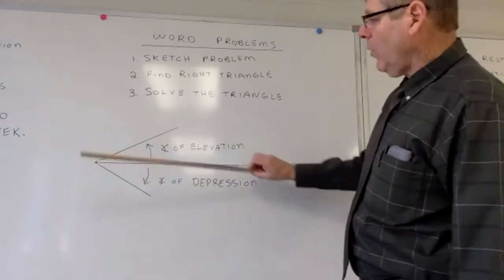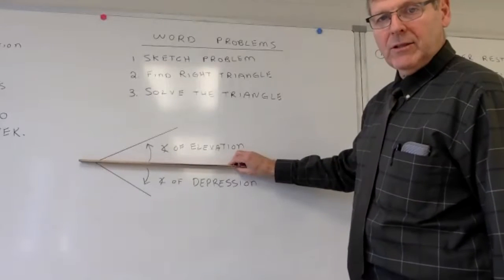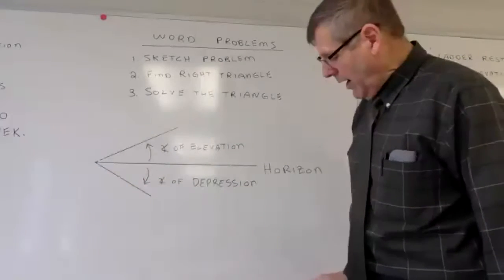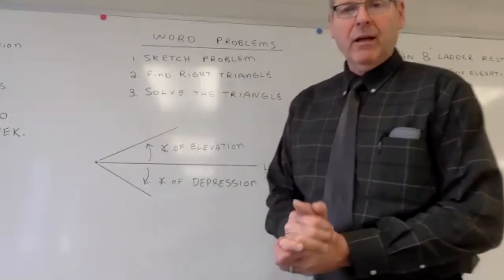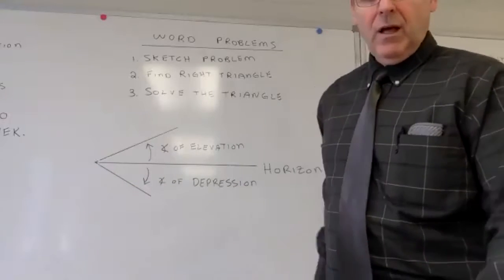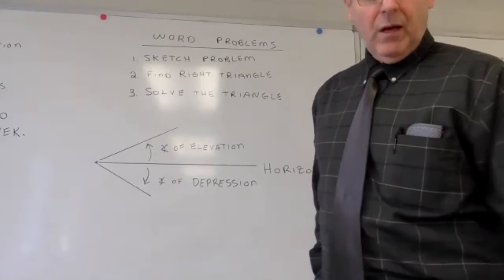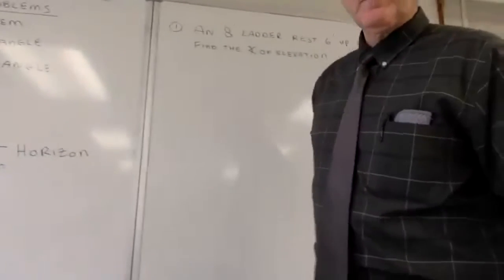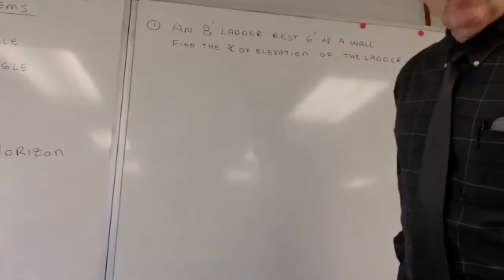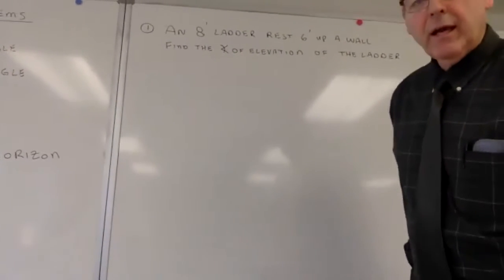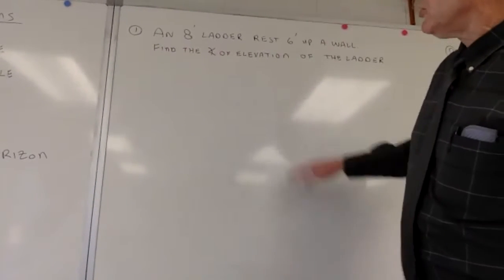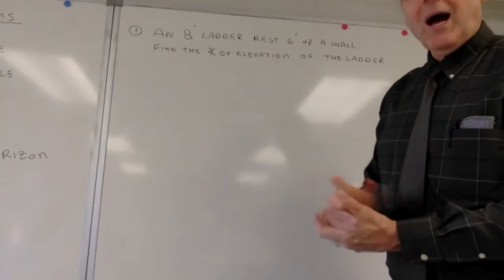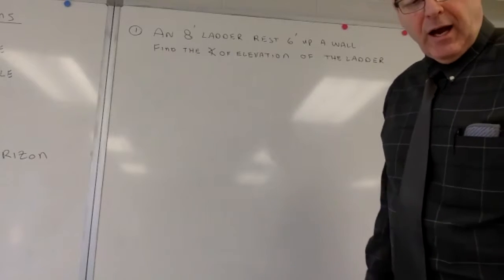So we always start with the horizon and we either go up or down. If we go up, the term is angle of elevation. If we go down, angle of depression. Right, so let's go ahead and look at an example. I'm going to give you a minute to read this example and just try to sketch the problem on your own real quick before I sketch it, just to see how you make out.